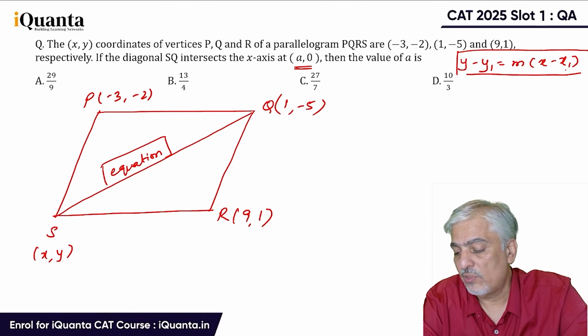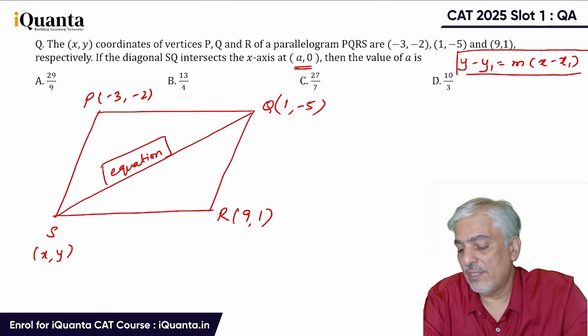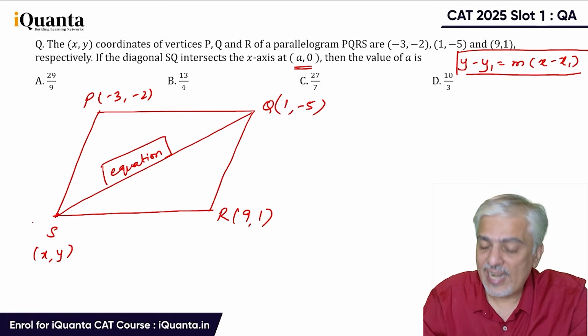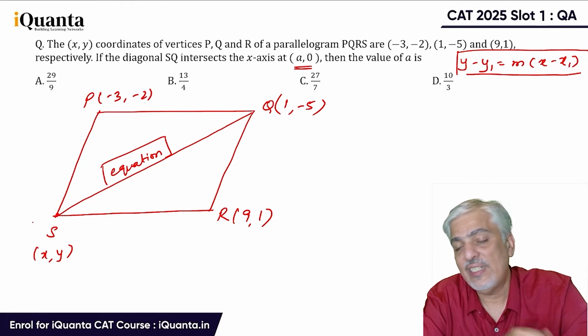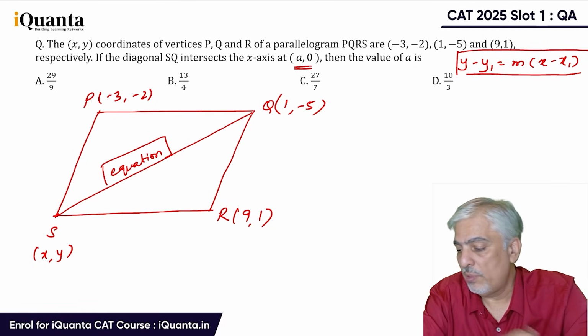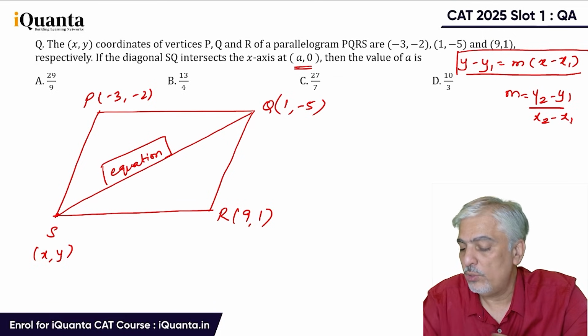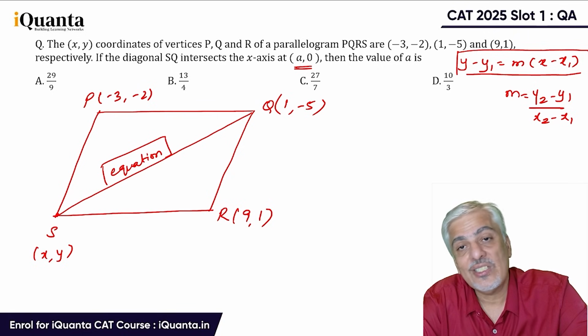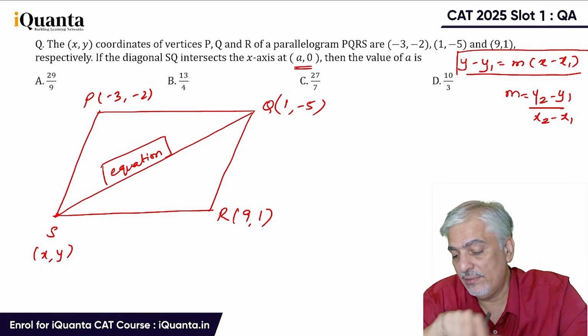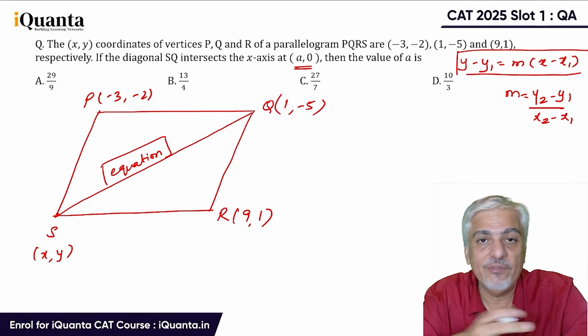They've done an obscene number of questions of this type. Now, can you find S or any other point on S to give us y1, x1 and the slope? Because the slope formula will be y2 minus y1 upon x2 minus x1. So, I need one more point to find the slope. Remember, the diagonals are not perpendicular, so you can't find the slope of PR and take its inverse reciprocal.